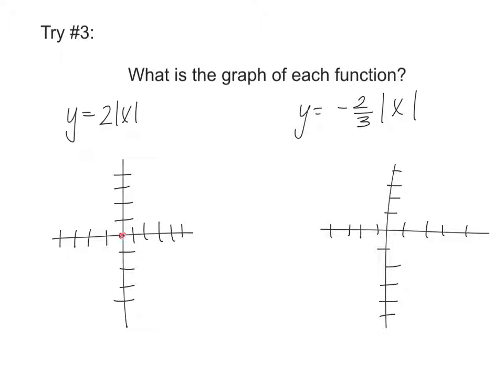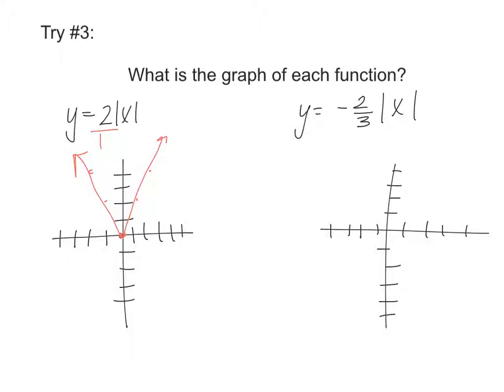I'll do this one in pink. Its slope is like a 2 over 1, so we're going to go up 2 over 1, up 2 over 1, and same thing on the other side, up 2, left 1, up 2, left 1. So this graph looks like this.